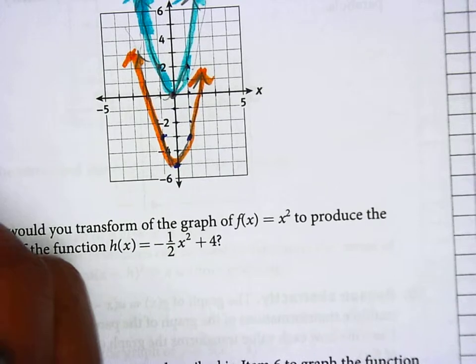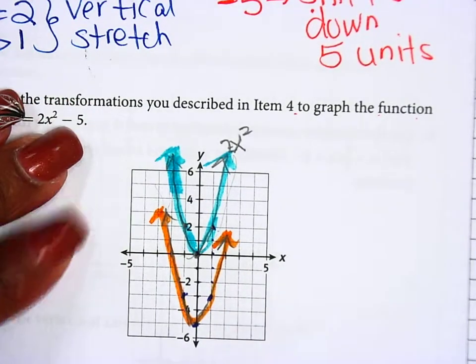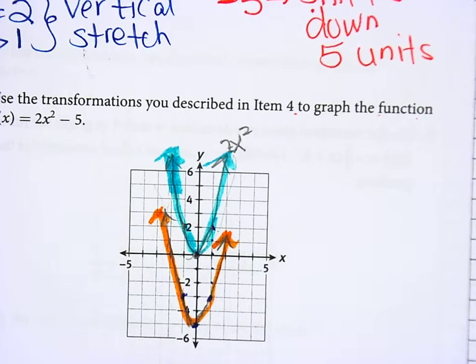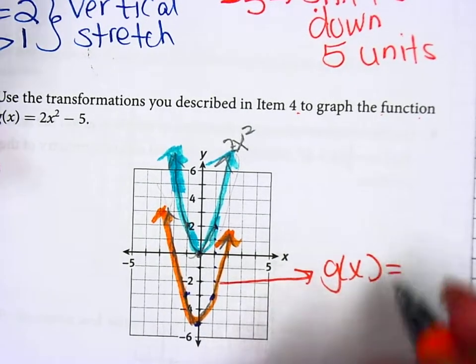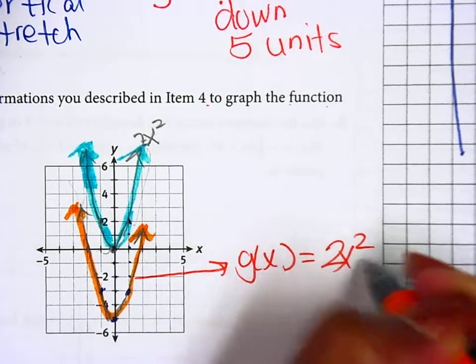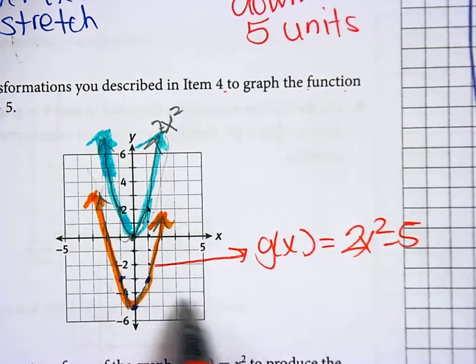We ended with graphing the transformation for the parent function for g of x equals 2x squared minus 5. This is the transformation of that parent function.